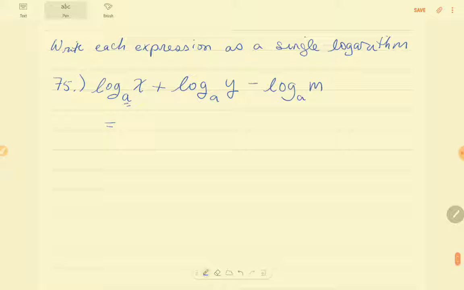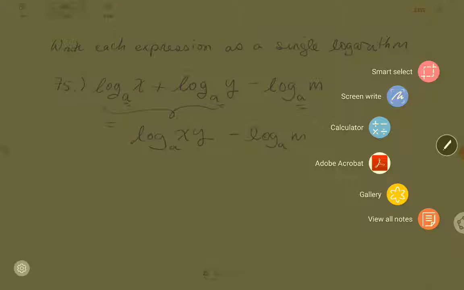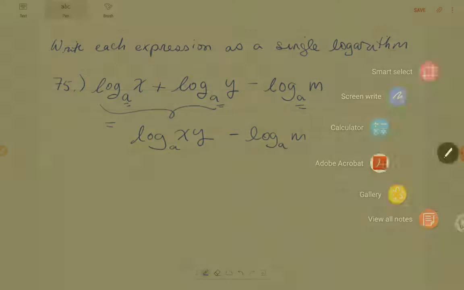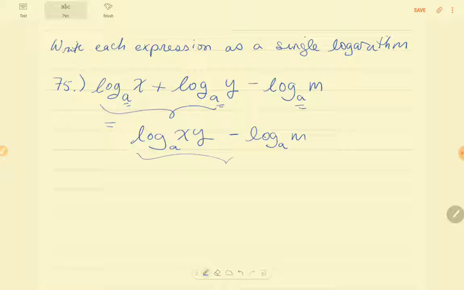Since they all have the same base, we can do this. Let's do these two first. We'll condense that using the product rule in reverse. And then bring down the minus log base a of m. And then we will condense this now. So we have the log base a of xy divided by m. Okay, and that's our answer.